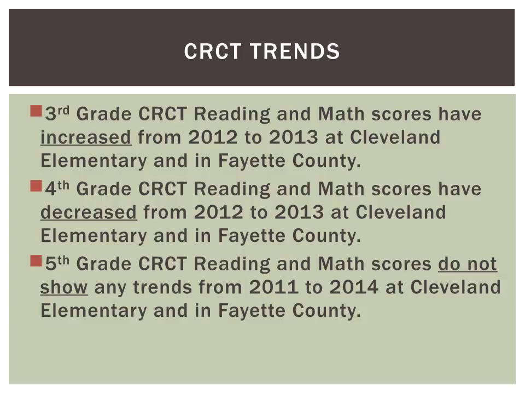Here are some CRCT trends that were identified. In 3rd grade, on the CRCT Reading and Math, scores have increased from 2012 to 2013 at Cleveland Elementary and in Fayette County. On the fourth grade CRCT reading and math, scores have decreased from 2012 to 2013 at Cleveland Elementary and in Fayette County. On the fifth grade CRCT reading and math, scores did not show any trends from 2011 to 2014 at Cleveland Elementary and in Fayette County.